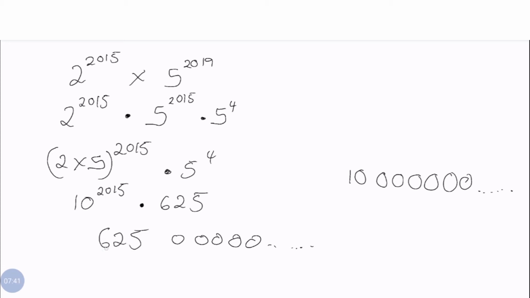So the question said we should calculate the sum of the digits. So what digits do we have? We have 6, we have 2, and we have 5, and 2015 zeros. So 6 plus 2 plus 5 plus the zeros: 6 plus 2 is equal to 8. 8 plus 5 is equal to 13.